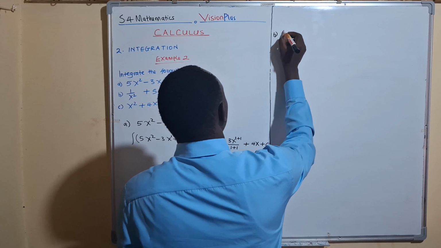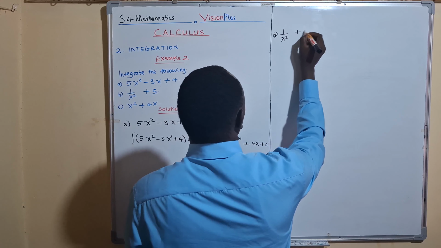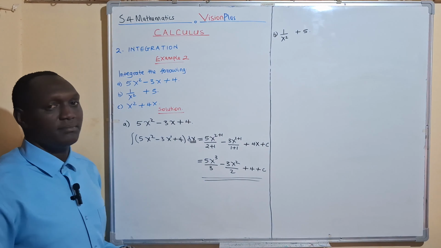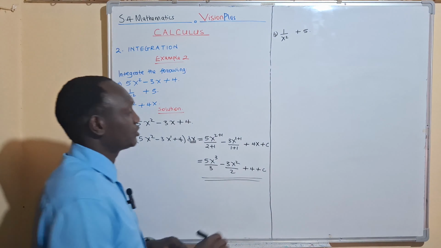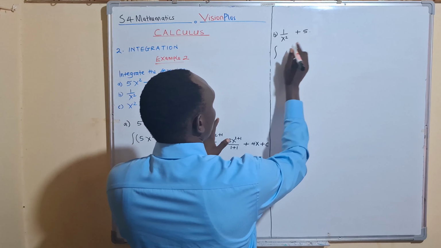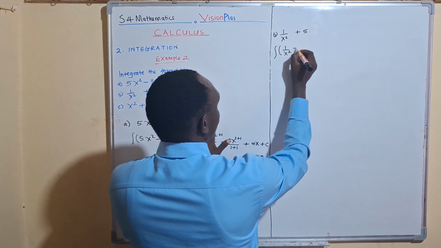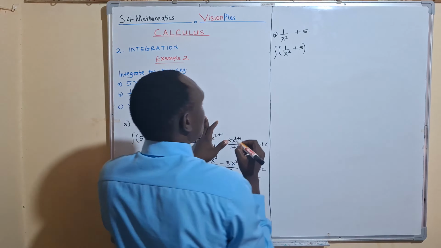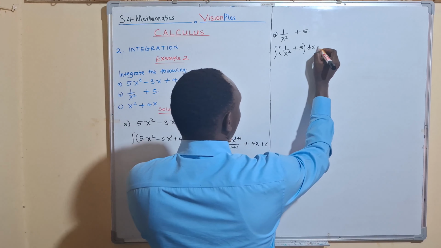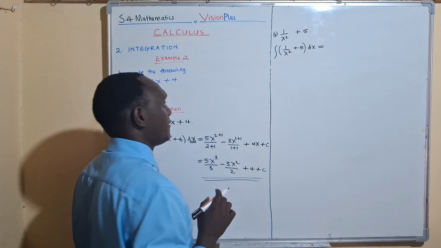Going to part B. Part B, we have a function 1 out of x squared plus 5. So we shall say, integrating, there are two terms here, 1, 2. So we open bracket. We have 1 out of x squared plus 5. We close. We are integrating that with respect to x. So dx equals to, now we need to integrate this first term here.